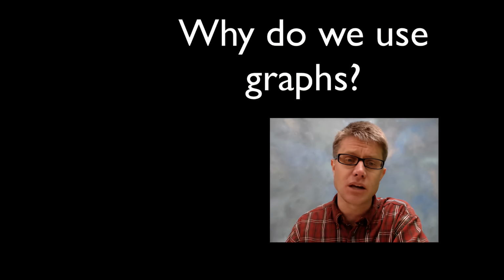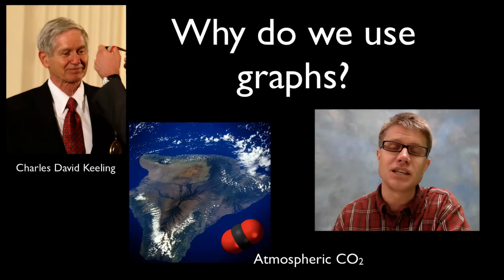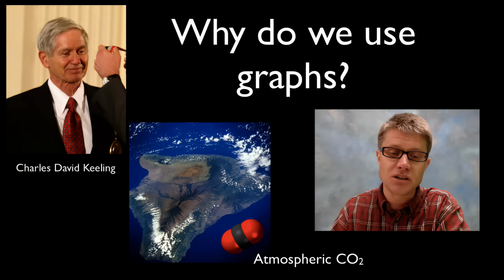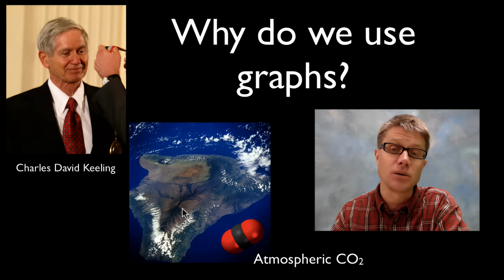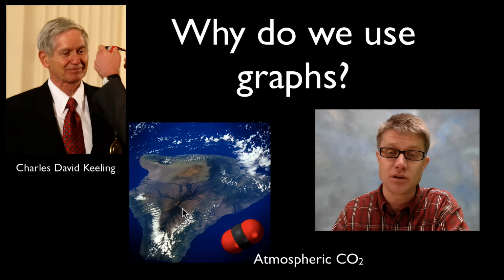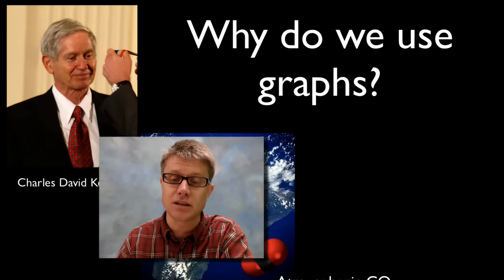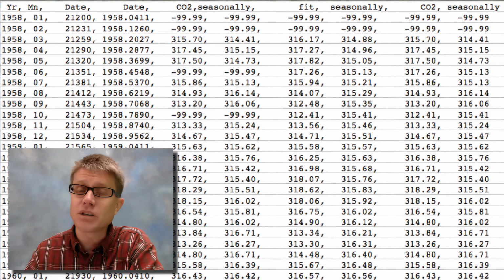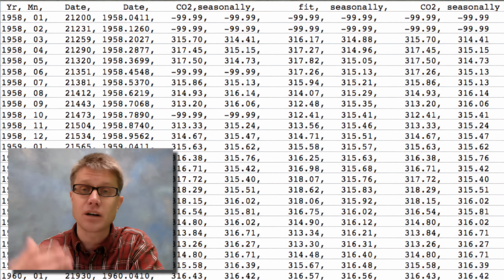Well, let me give you an example. This right here is Charles David Keeling. He spent years and years and years on top of Mauna Loa in Hawaii collecting data on the levels of carbon dioxide in the atmosphere. And let me show you less than 1% of the data that he collected. It's almost incomprehensible to us. When we get a huge list of numbers, we can't make sense of it and we can't find patterns.